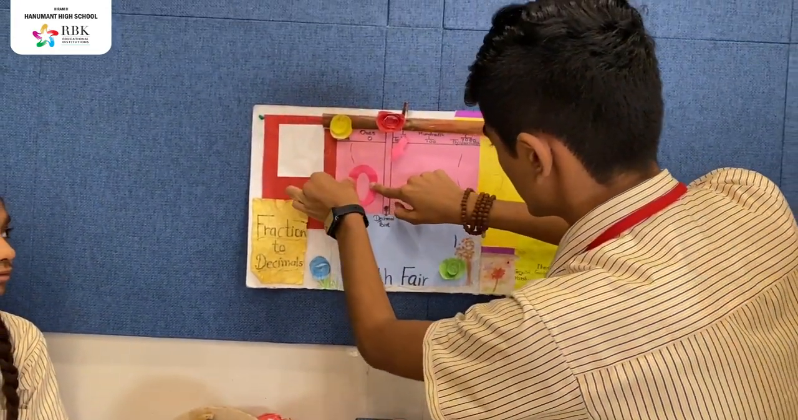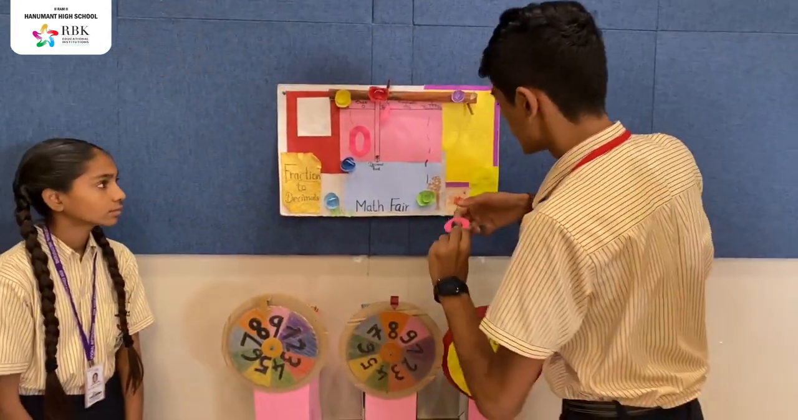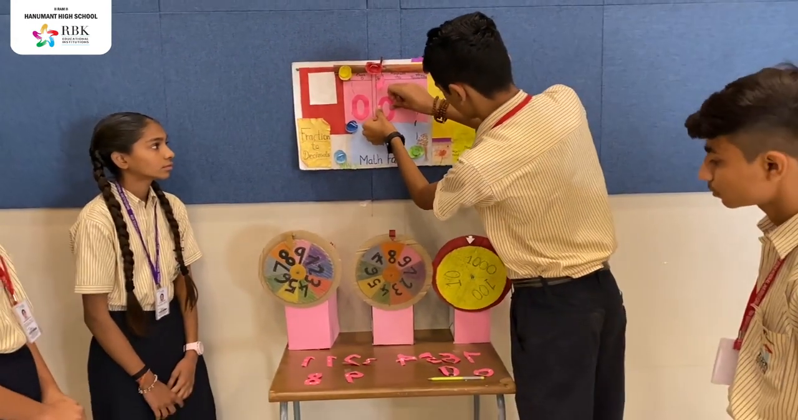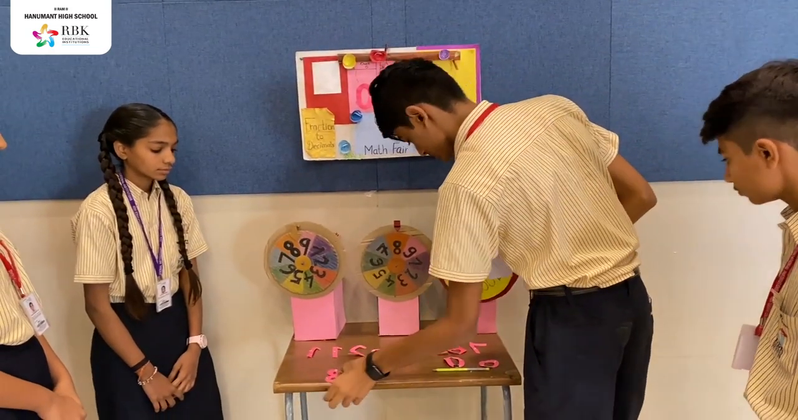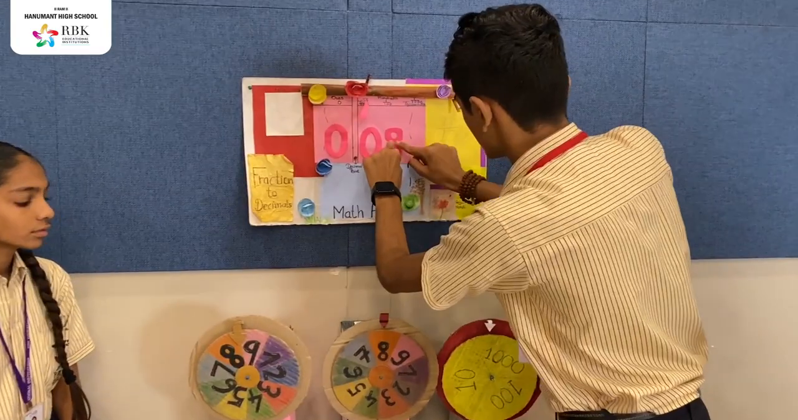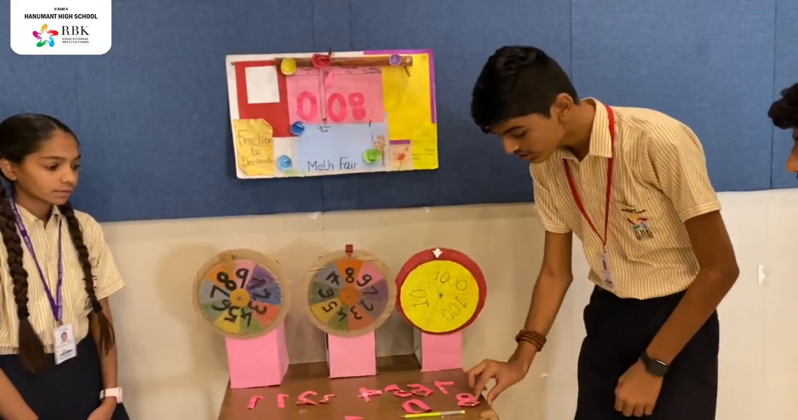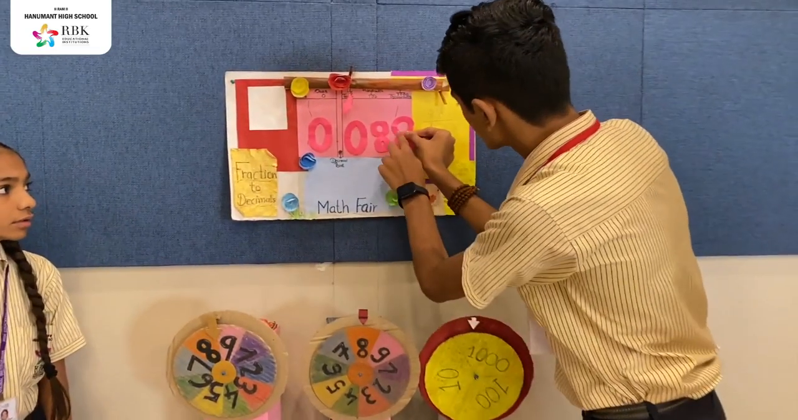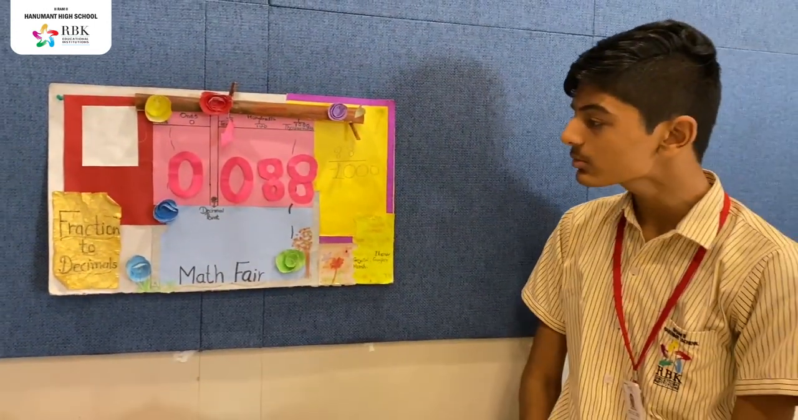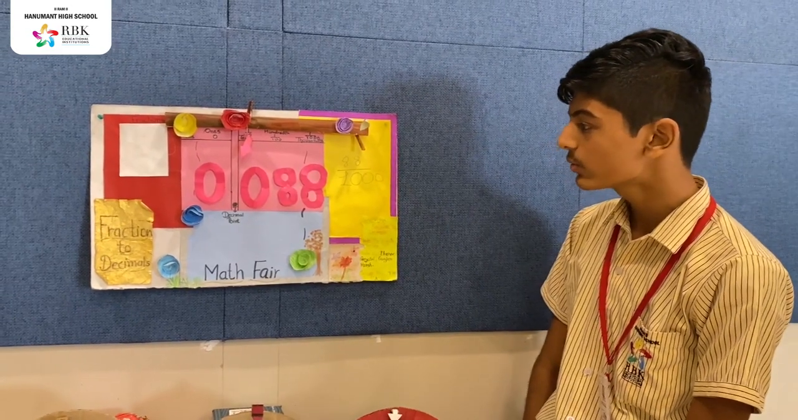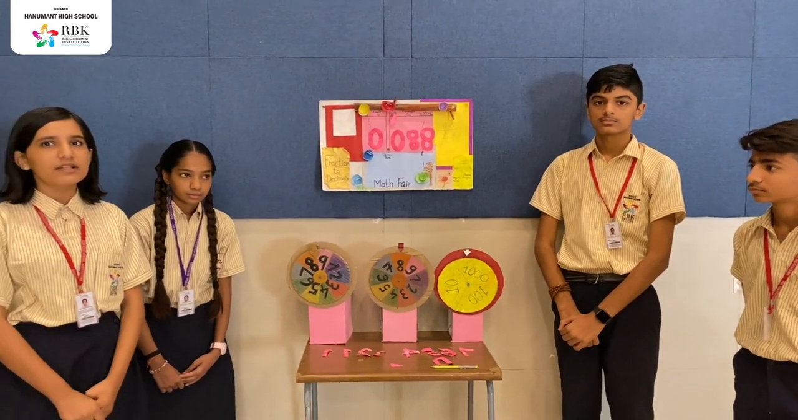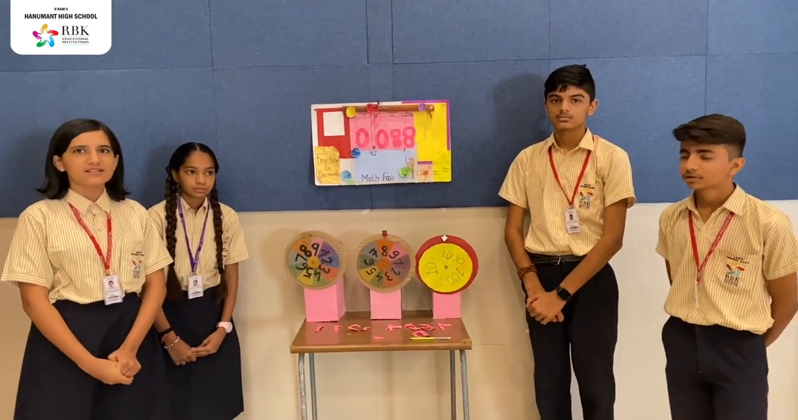0 decimal point 0, 8. The third digit would be 8. So as we can see, our decimal number formed is 0.088. So we hope you understood the concept of converting fractions to decimals. Thank you.